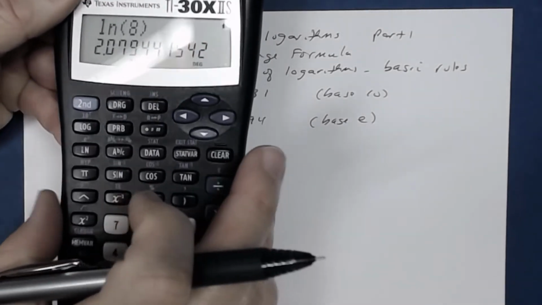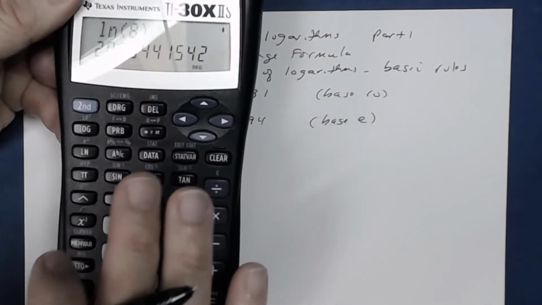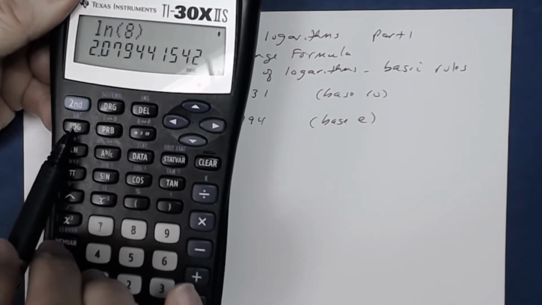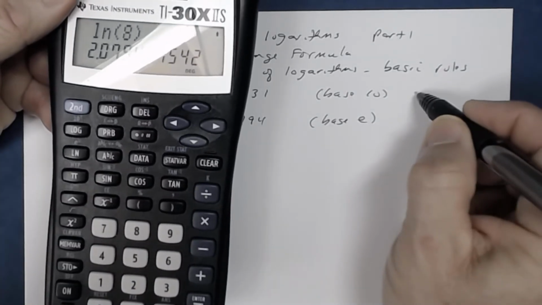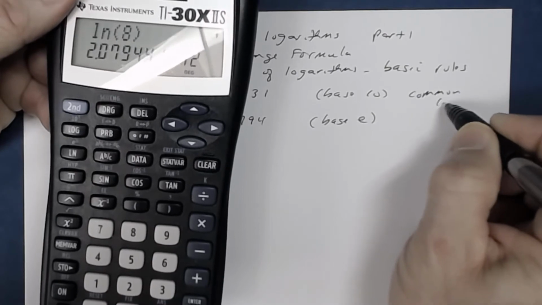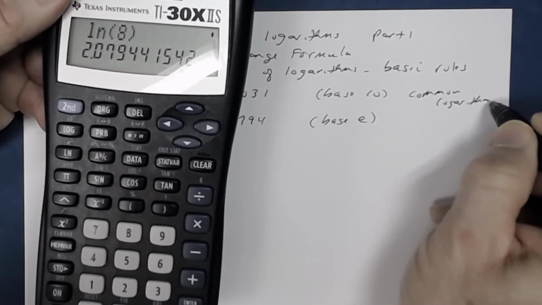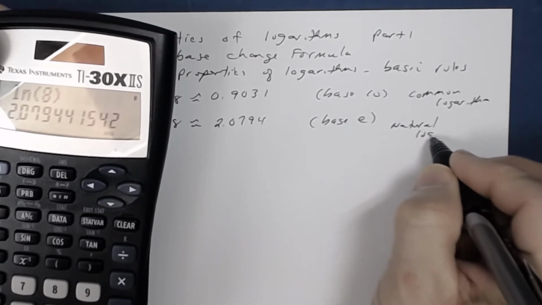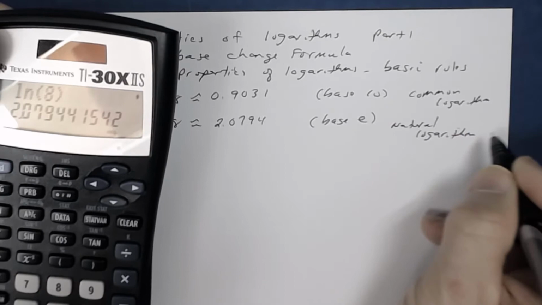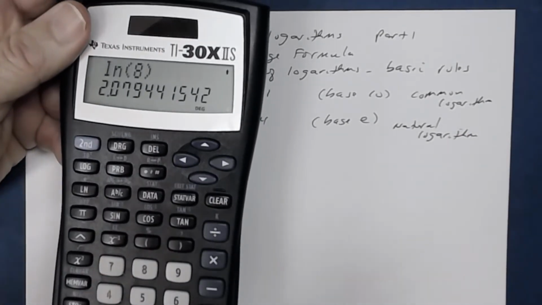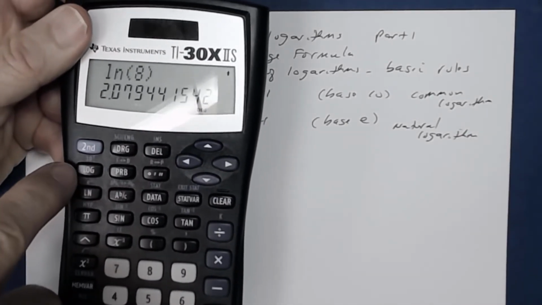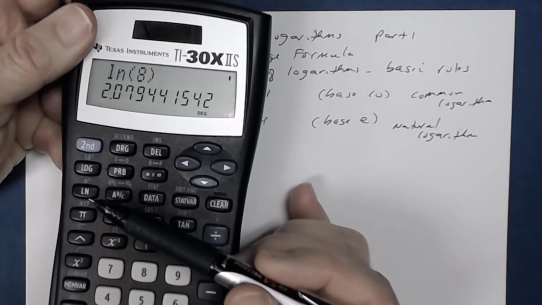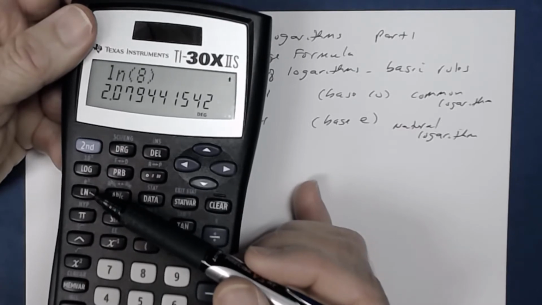Almost all calculators have only 2 types of log keys. One is the common logarithm. So remember, this is called the common logarithm. And then base e is called the natural logarithm. So your calculator uses 2 bases of logarithms. Base 10, that's the common logarithm, that's the log button. And then base e, which is the natural logarithm, that's the ln button.